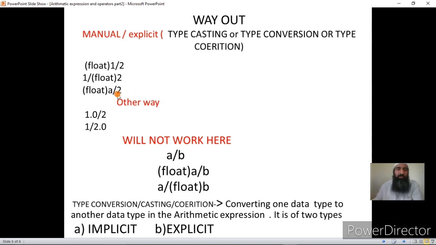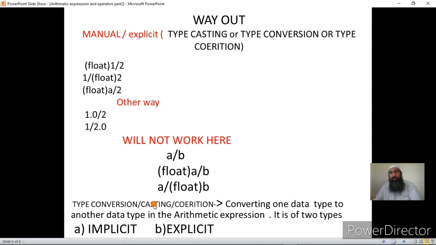The other way around is that instead of 1 you write 1.0. Now it is float by integer, so 2 will be converted to float. This is again something taken care of by the programmer, but this method cannot be applied to variables. We cannot write a.0 because a is a variable name, it's not a constant. So for a by b, we have to do typecasting of either a or b if a and b happen to be integers. You can do typecasting of one of the values.